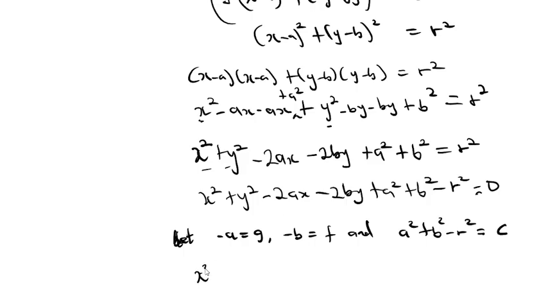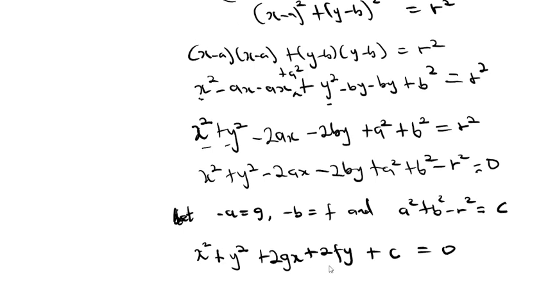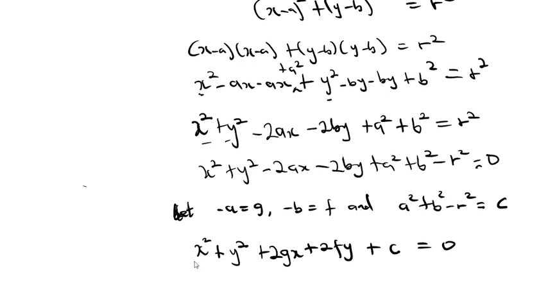So we have x squared plus y squared plus 2gx plus 2fy plus c equal to 0. So generally, this is the equation of a circle.